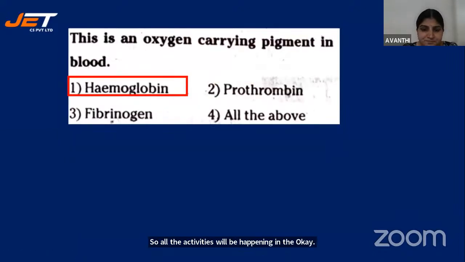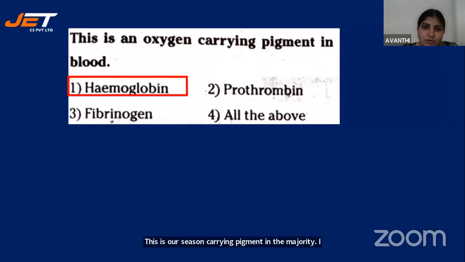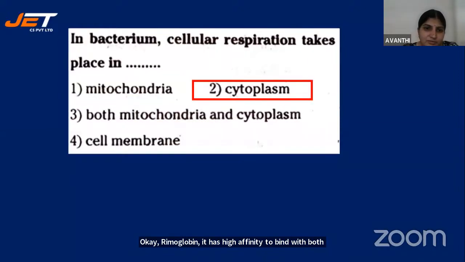And here, this is also one question, children. This is the oxygen carrying pigment in the blood. Already I told you, so it is hemoglobin. Okay, hemoglobin. It has high affinity to bind with both oxygen and carbon dioxide. So we have done this.